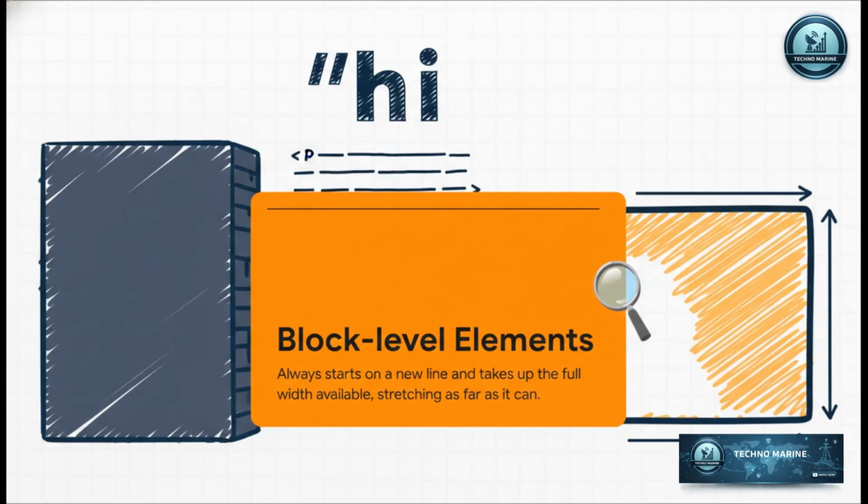Okay, so personality number one is the block element. These are the divas of HTML. Think about paragraphs or headings. They demand their own line and they take up the full width available, stretching as far as they possibly can and pushing everything else out of the way.